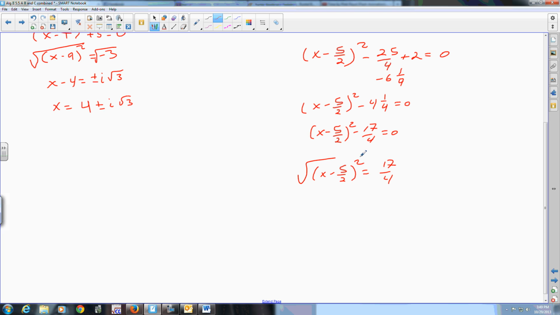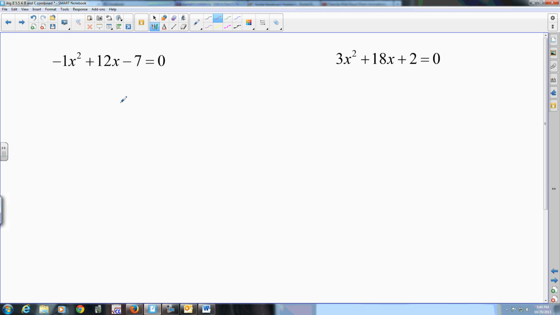Now I need to square root both sides. Remember, a square root is an even root, so you need to put the plus and minus. Now, because this is a fraction, I'm going to split it: square root of 17, and then the square root of 4 is 2. Add the 5 halves to the other side. 5 halves plus or minus square root of 17 over 2. It's a heck of a 7. That's an even worse 7. I'll just turn the page quickly and get away from it.